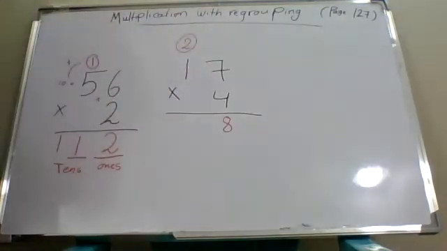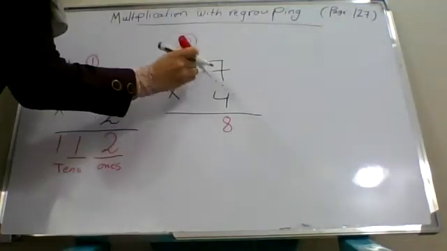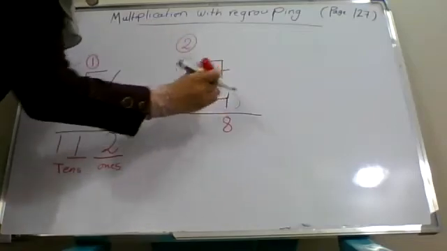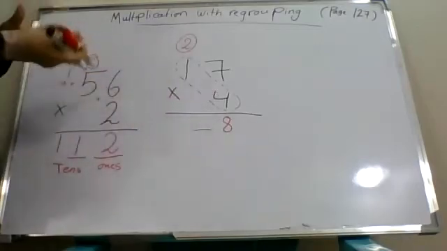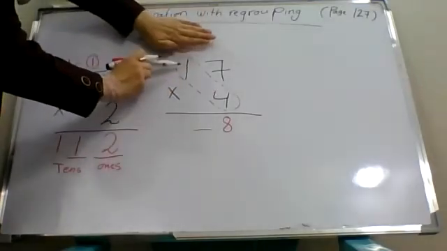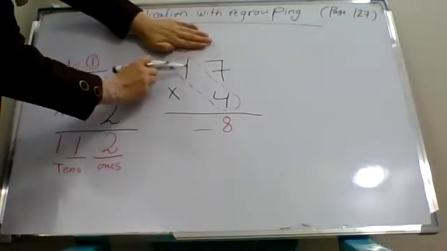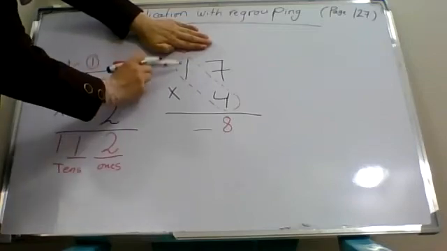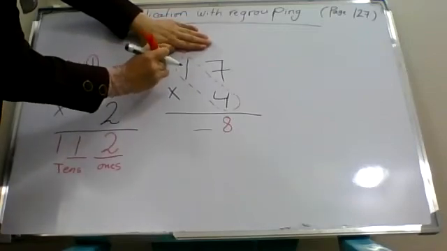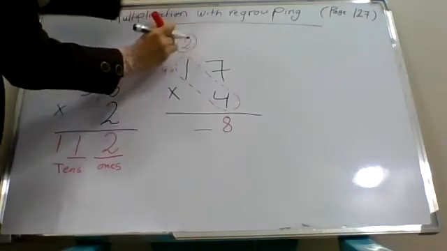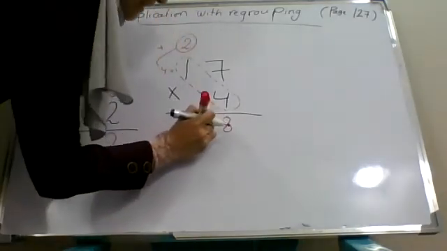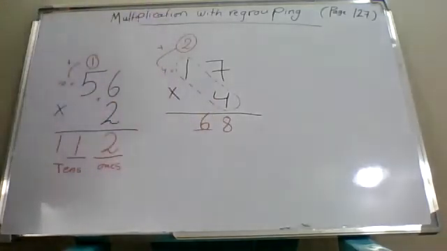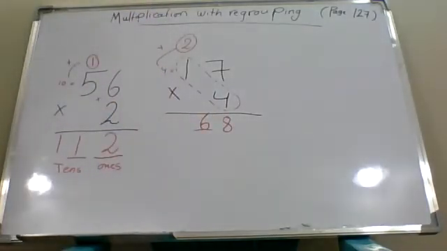Bravo. Now we need to multiply with the tens place and write the answer on the tens place. Remember: 4 times 1 equals 4. Now I have 4 over here, then I add the 2. 4 plus 2 equals 6. So I have the answer as 68.